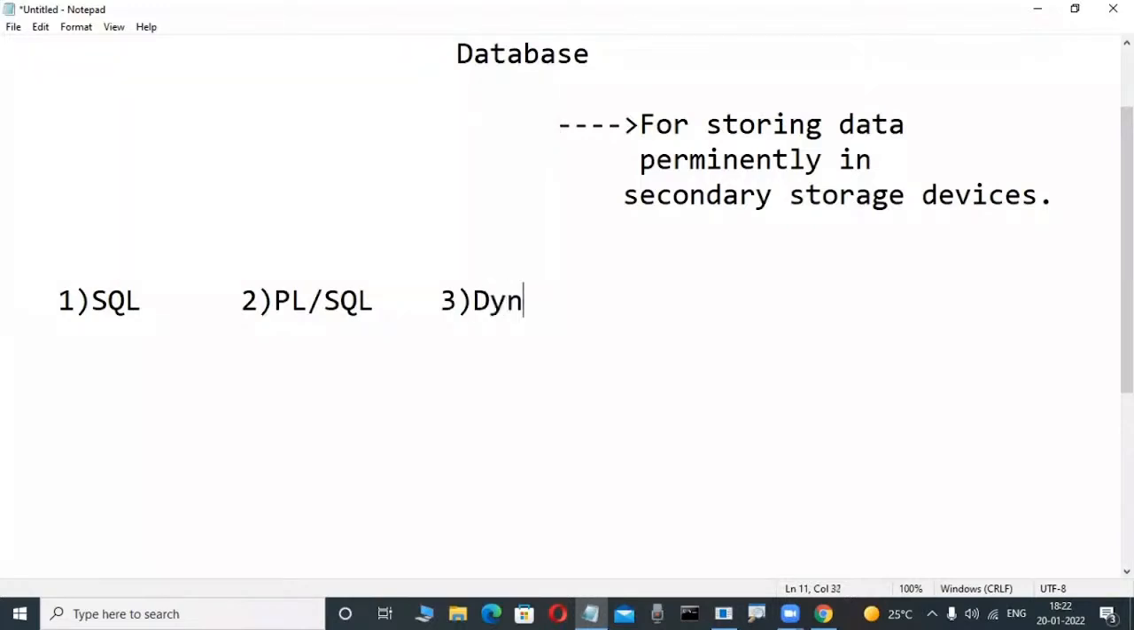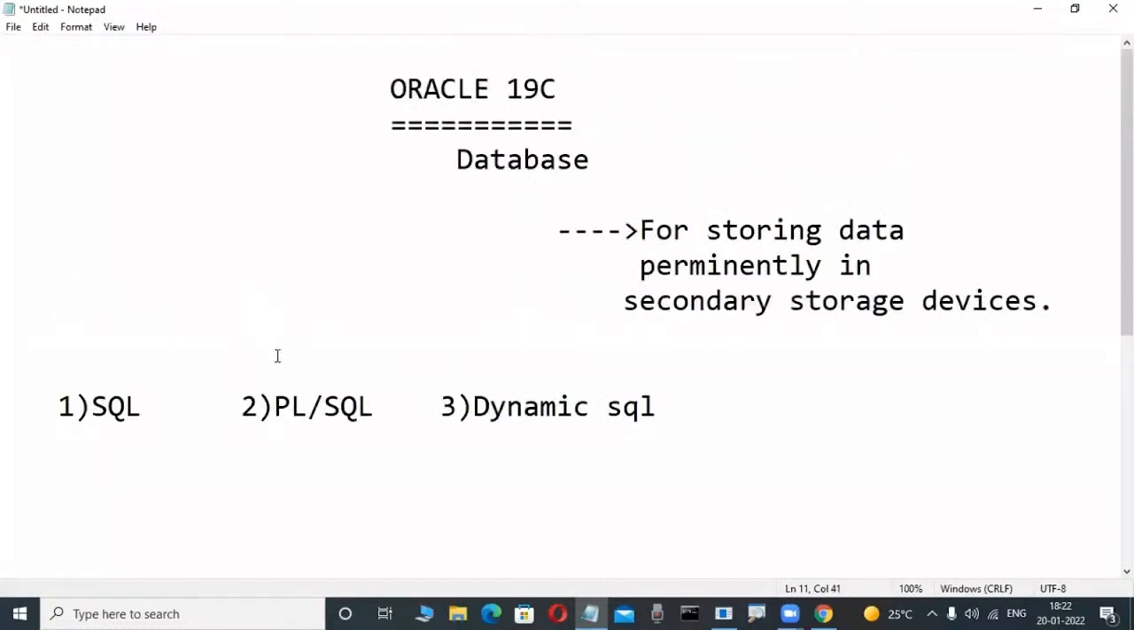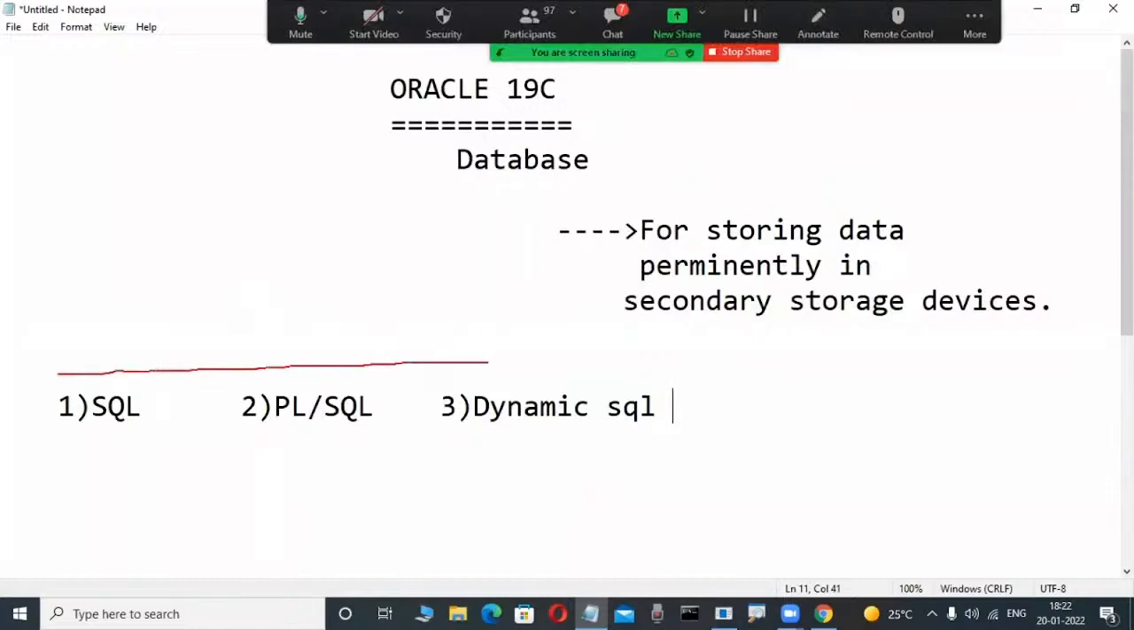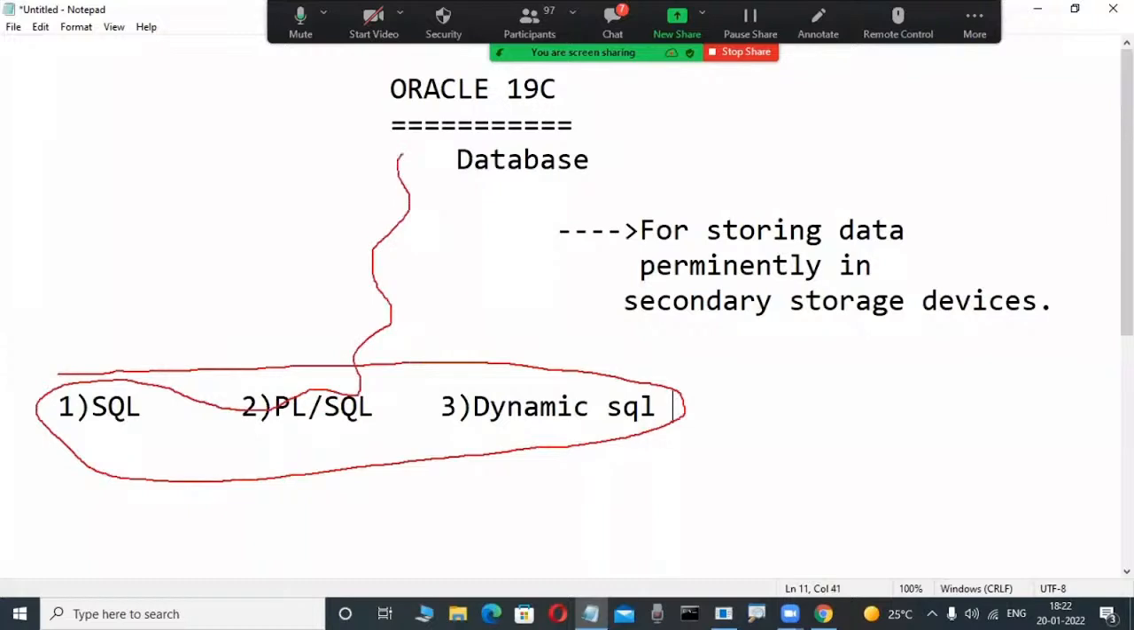Dynamic SQL is a language. It is a small one only, because we have good knowledge of PLSQL, and it is a little bit of an extension. These three languages you have an idea of. Through these three languages we are operating this Oracle software.